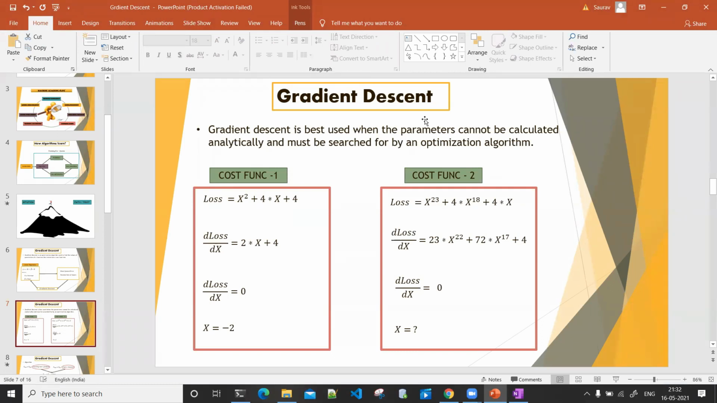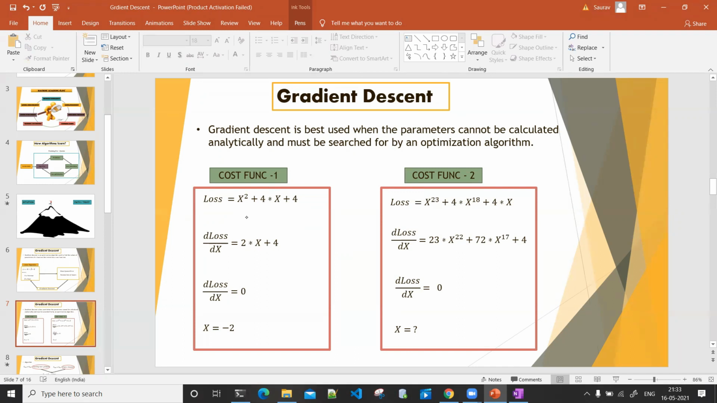So here you can see that, suppose this is our loss function: x square plus 4x plus 4. This is some kind of loss function. And if we try to find the value of x, we can always find it by differentiation, like we used to do in 12th class or even college. So in this case, things are easy because the loss function is really simple.